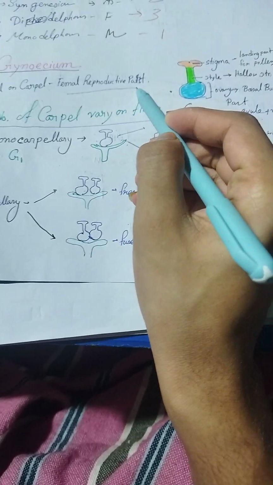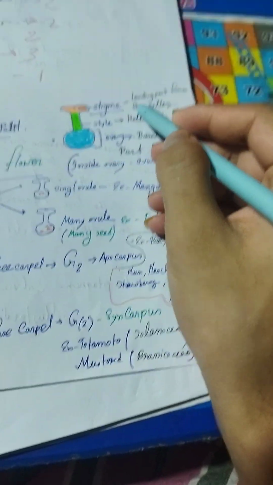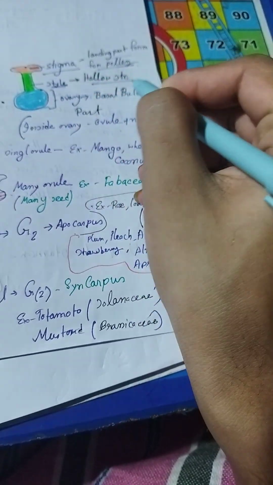Hello friends, now let's talk about Gynoecium. That is a pistil or carpel, the female reproductive part. In this structure, there is the stigma, which is a landing part for pollen. This is the style, the hollow structure.